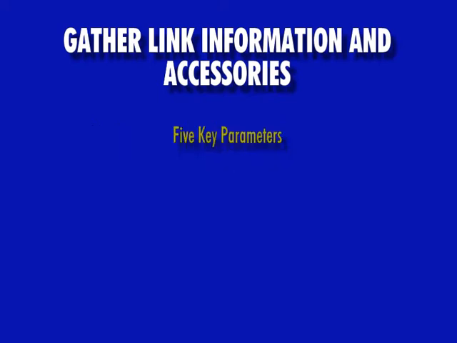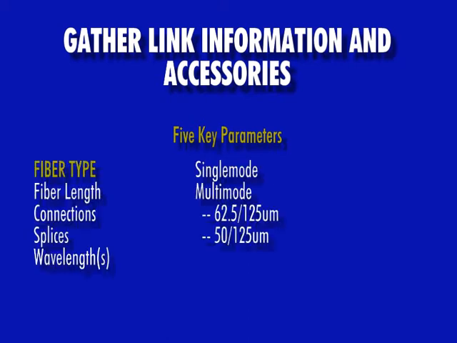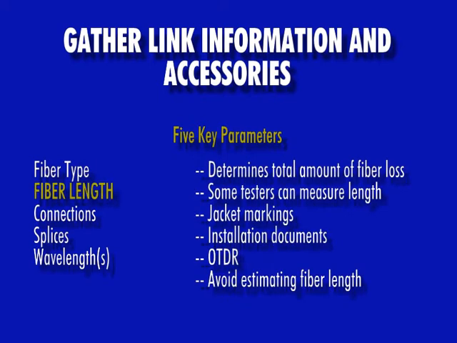There are 5 key parameters that apply to any fiber optic test. First is the fiber type, which will be either single mode or multimode. In the case of multimode, this could be either 62.5 or 50 micron. Next is fiber length. It is important to know how much fiber is in the link under test in order to determine how much loss is acceptable for that particular length of fiber.